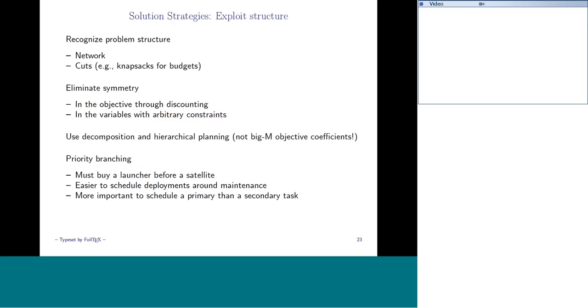Sometimes we had luck with priority branching, branching on buying the launchers before the satellites were purchased in the Air Force model, or scheduling the deployments around the maintenance. So first scheduling the maintenance and then scheduling the deployments. It's more important to schedule a primary than a secondary task in the Tomahawk work, so we were able to do that.